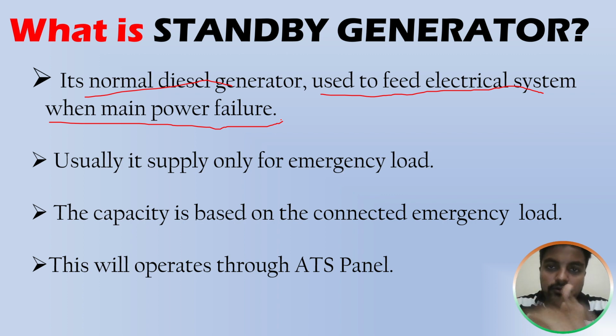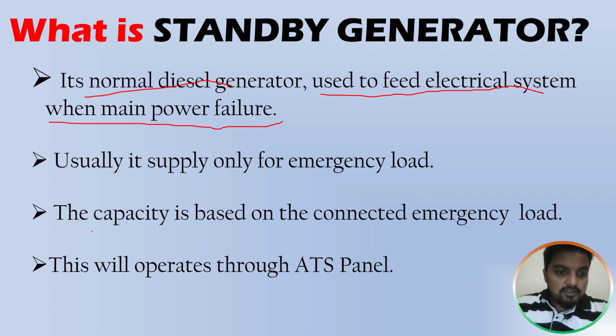It means in your power system, in your building, if due to any case your LV panel ACB is tripped, at that time this standby generator will turn on. It will get on. After that, it will feed at least minimum power to the emergency load. For this purpose only, we are going to use this standby generator.